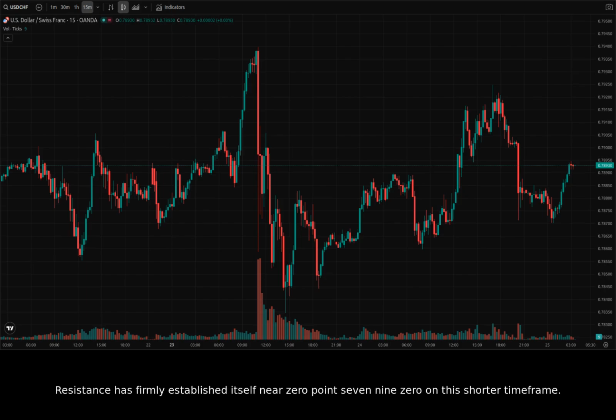Resistance has firmly established itself near 0.790 on this shorter time frame. The 15-minute candles highlight how quickly liquidity can dry up, leading to slippage during major news releases. Scalpers should be looking at the 0.7880 level as a key intraday pivot point. A breakdown below this level on the 15-minute chart would likely lead to a test of the previous day's lows.